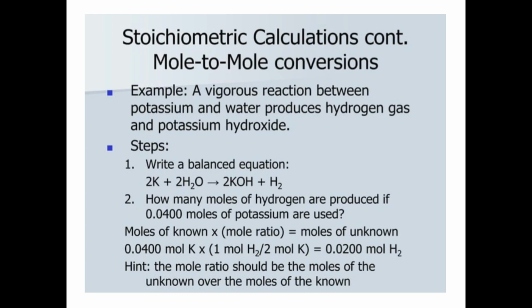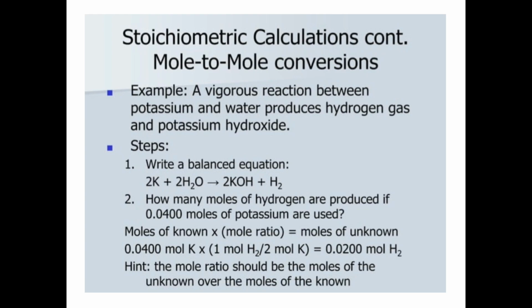Now the first thing to do is to write a balanced equation. Potassium, a solid metal, reacts with water. It will produce potassium hydroxide and hydrogen. You write the equation, then you balance. So there is a balanced equation there.